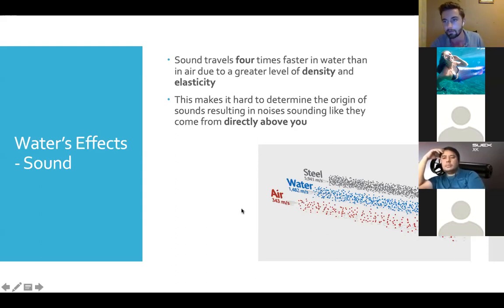If we look in this diagram here, we have a measurement of the actual rate of transference. So obviously steel is a denser material than water. Water is denser than air. And you can see in meters per second, the actual difference in the transference rate of sound.